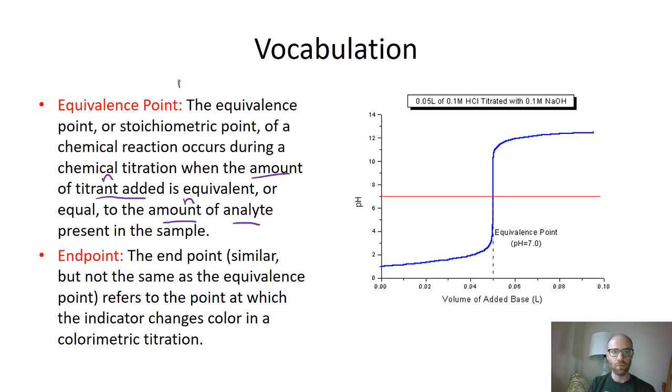So moles of acid, H+, equals moles of hydroxide. The moles of acid you have equals the moles of hydroxide added, or the other way around. The endpoint, which is not always the same thing, is what you observe. Sometimes it's called colorimetric, where the indicator present, instead of a pH probe, is actually indicating by changing color.